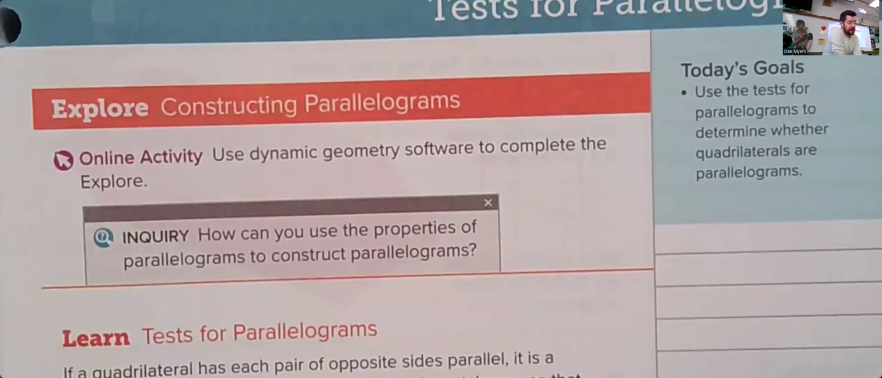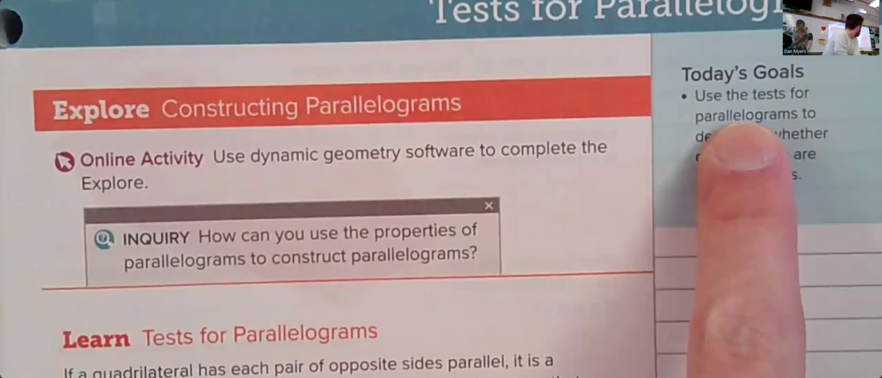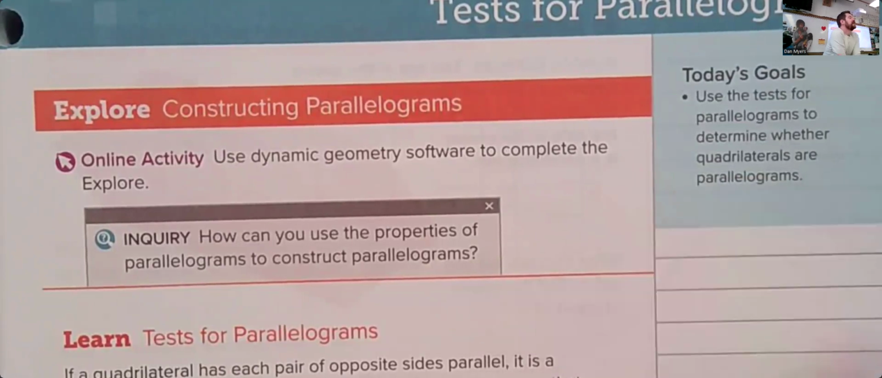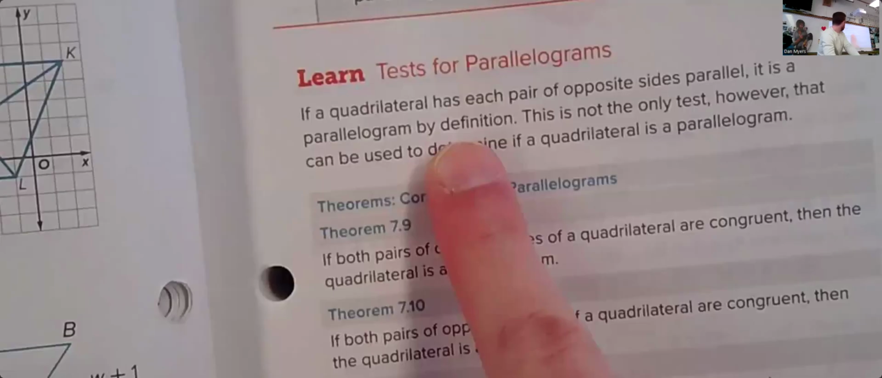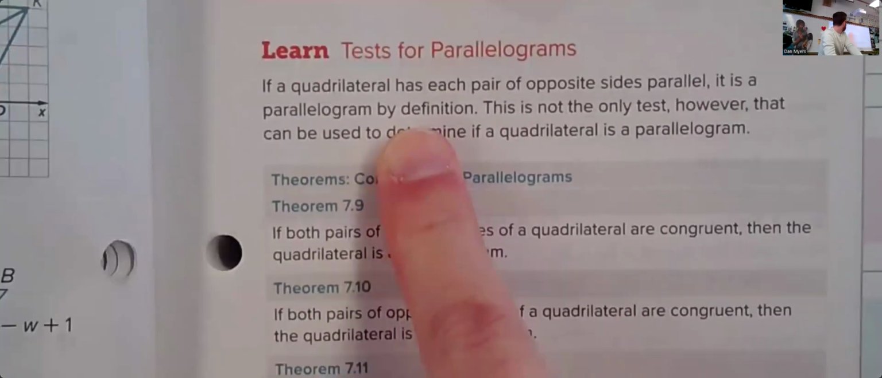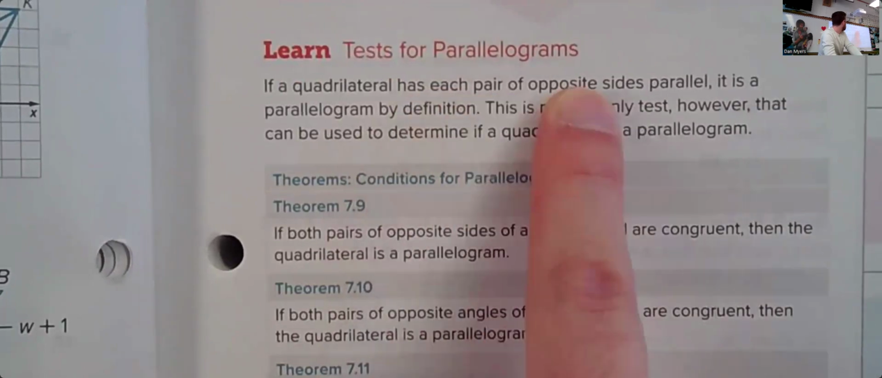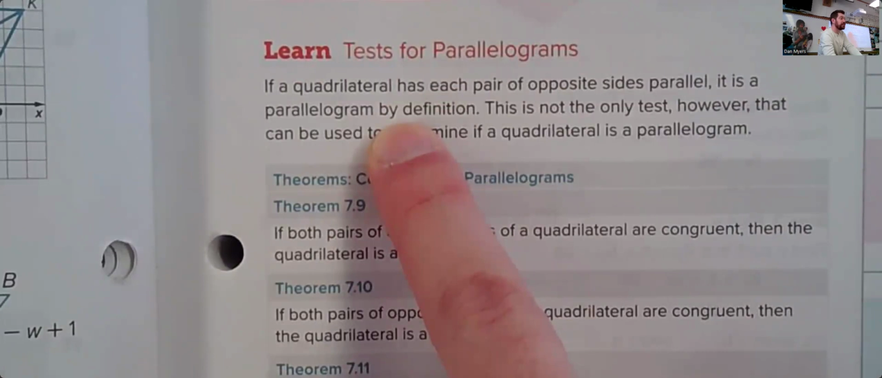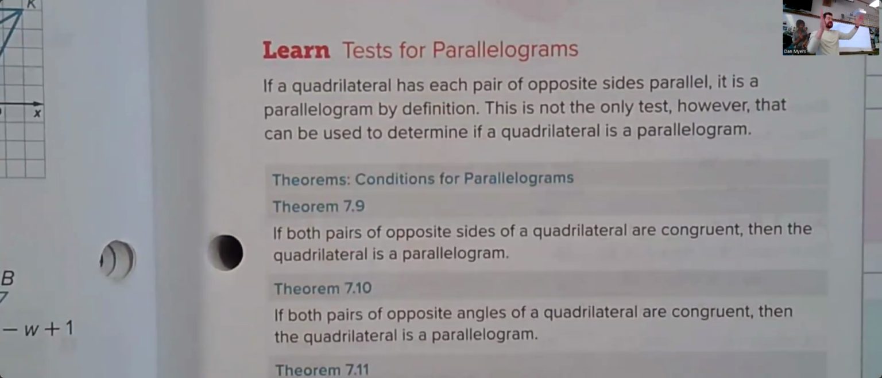So the goals for today: use the tests for parallelograms to determine whether quadrilaterals are parallelograms. And there are multiple ways that you can do that. So conditions, here we go. If a quadrilateral has each pair of opposite sides parallel, then automatically that makes it a parallelogram. So if you can prove that the opposite sides are parallel, then you have proven that you have a parallelogram.